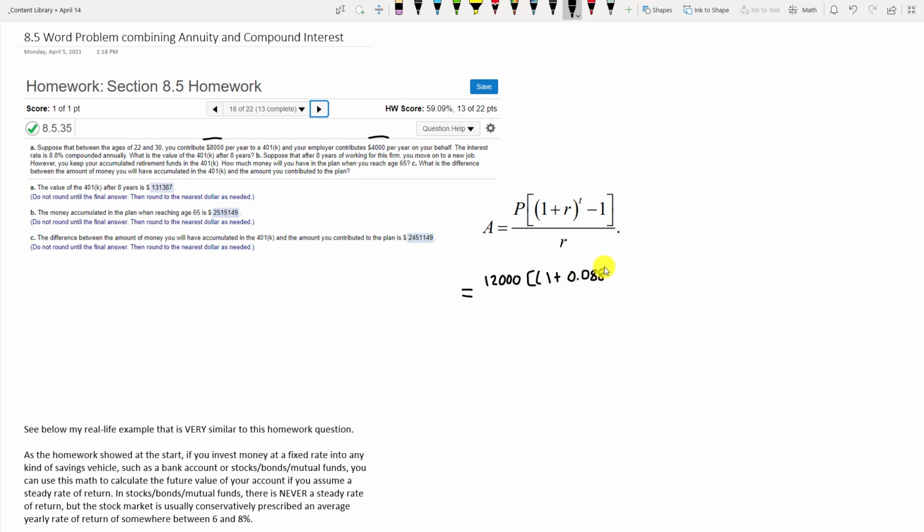We're going to raise that to the 8, right? Because from 22 to 30, you'll take 30 minus 22. So it was for 8 years that money was in there. Then we're going to subtract 1, close the other parentheses, and we're going to divide by the rate of 0.088. And let's see what that results on the calculator.